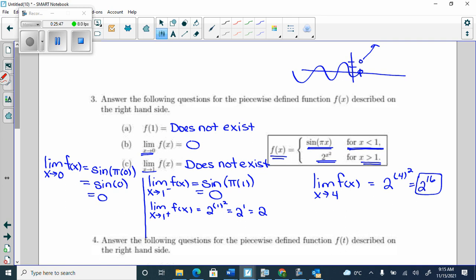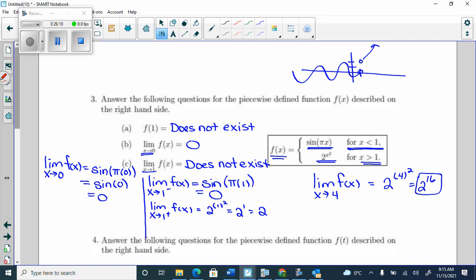So any limit on the left of 1, I'm plugging into sine pi x. Any limit on the right of 1, I'm plugging into 2 to the power of x squared, sorry. The only time I plug it into both is the shared point, so when x is 1. I have to plug it into the left, plug it into the right, see if they match. If they don't match, it does not exist.